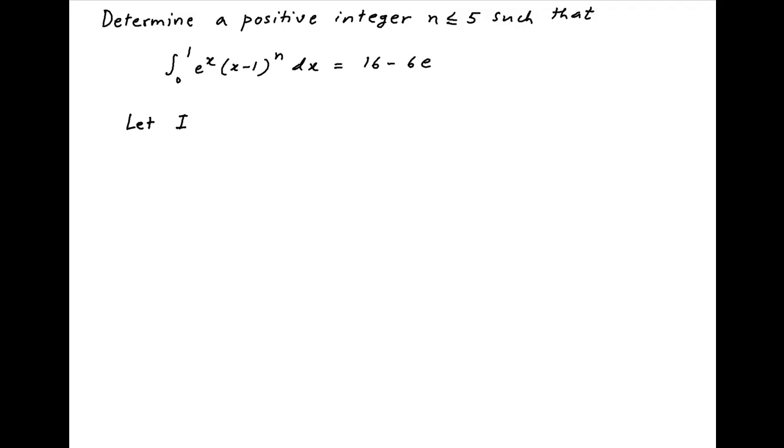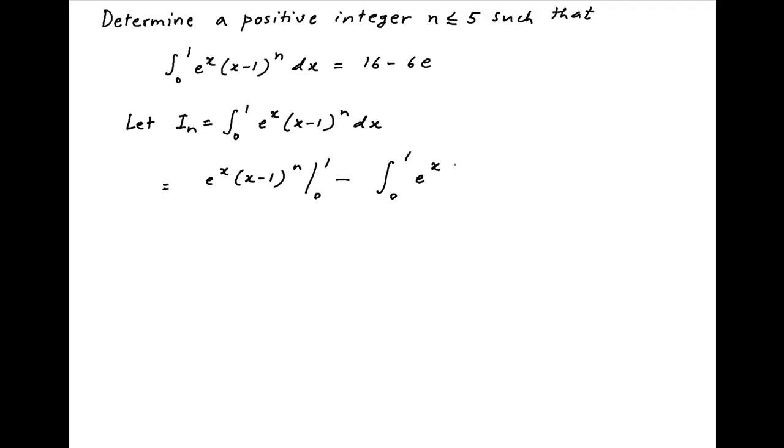Let's denote the given integral by I_n. Now integrating by parts, the first term is the integral of e^x, which is e^x, times (x - 1)^n, between the limits 0 to 1, minus the integral from 0 to 1 of the integral of e^x, which is e^x, times the derivative of (x - 1)^n, which is n times (x - 1)^(n-1).